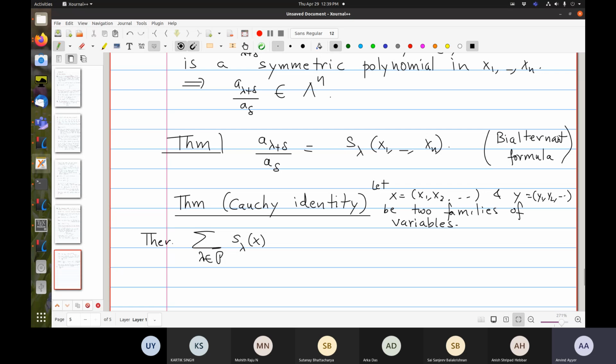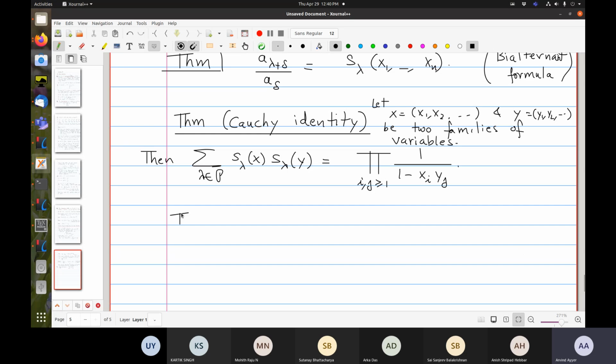Then sum over all lambda, S lambda of x, S lambda of y. If I take this infinite sum running over all partitions, then I get this nice product formula: the product over i, j greater than or equal to 1 of 1 over 1 minus xi yj.